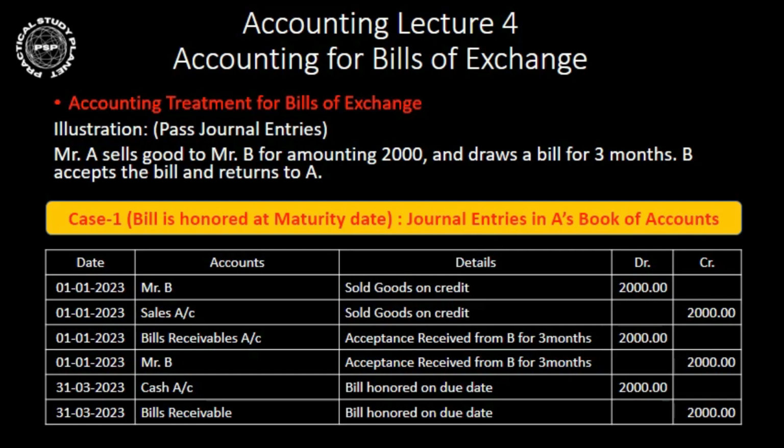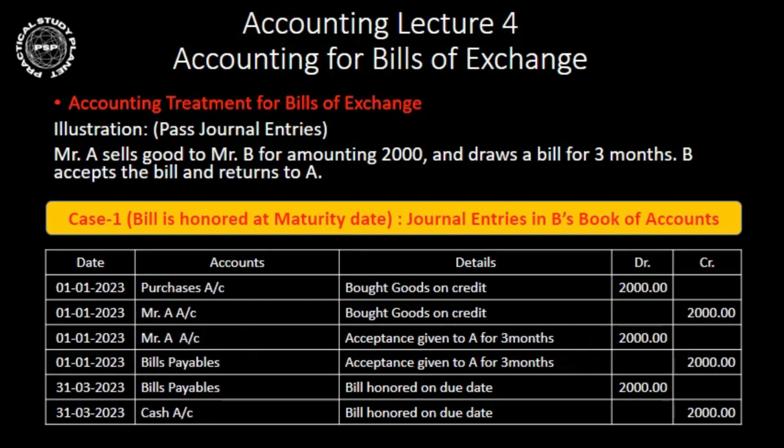Same case 1, but entries in B's books. Because B is the purchaser, he will put the purchase entry in his books of account, and Mr. A is a payable by buying on credit. So when the bill is accepted and drawn, the liability to Mr. A will be decreased and bills payable will be increased, so the liability will be credited. When cash is paid against the bills payable, the bills payable is written off. So the third entry will be passed at the maturity date. These are the normal entries.